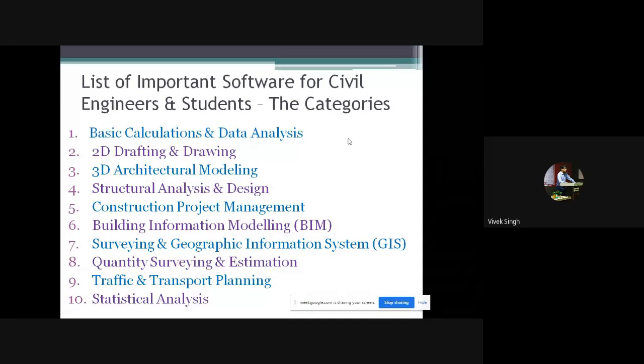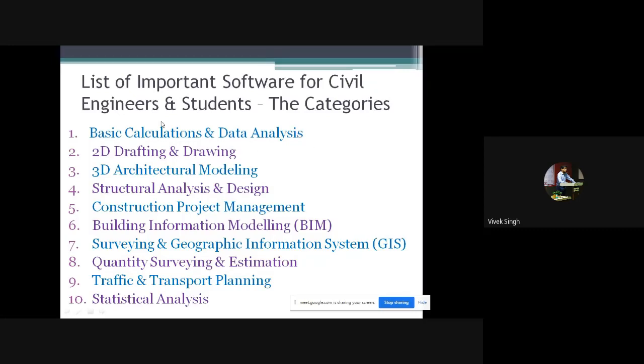This is the category where you'll find software which will help you to do the manual calculations very easily and analyze the data. Second is 2D drafting and drawing, then 3D architectural modeling. And all these should be taught in this order only, from top to bottom. First, you should learn softwares which are useful for basic calculations and data analysis.